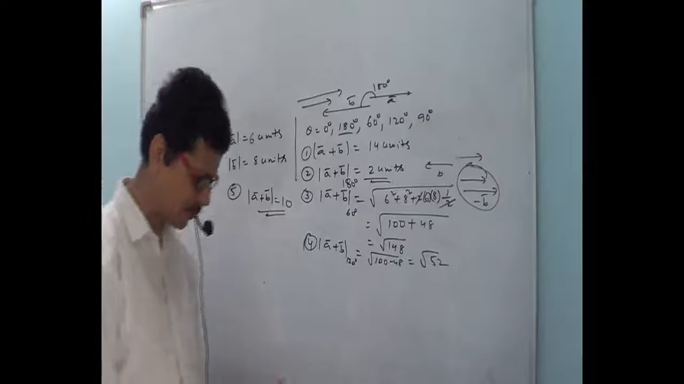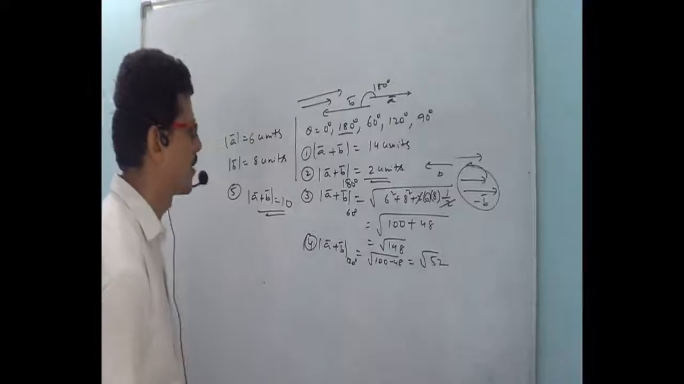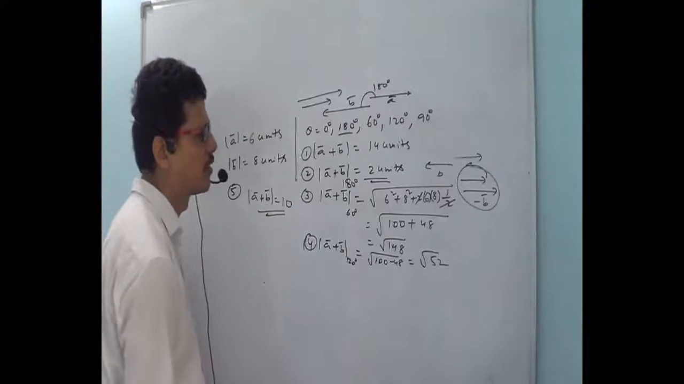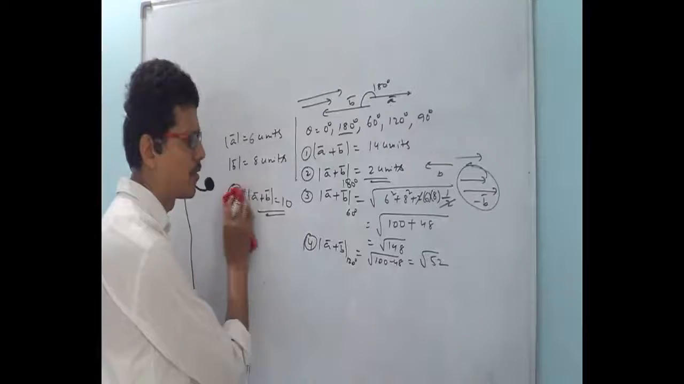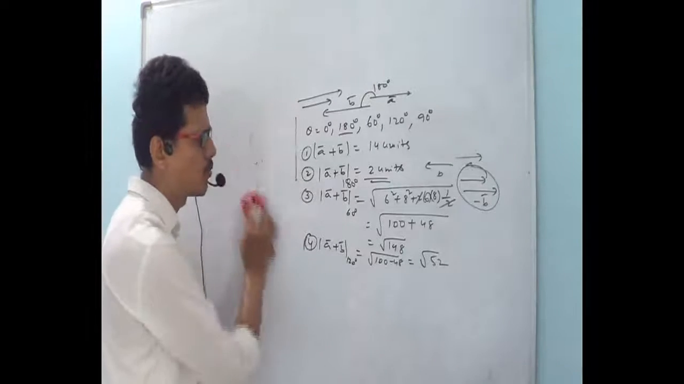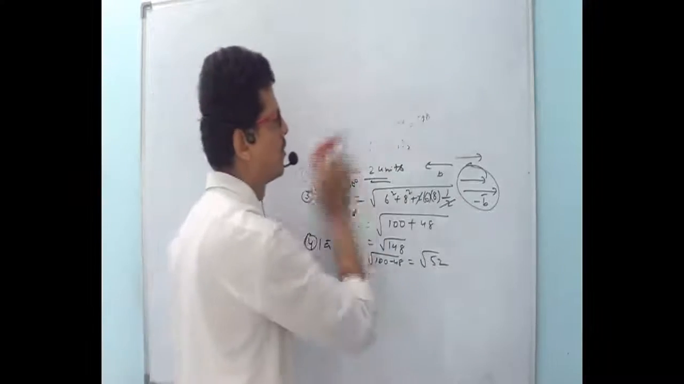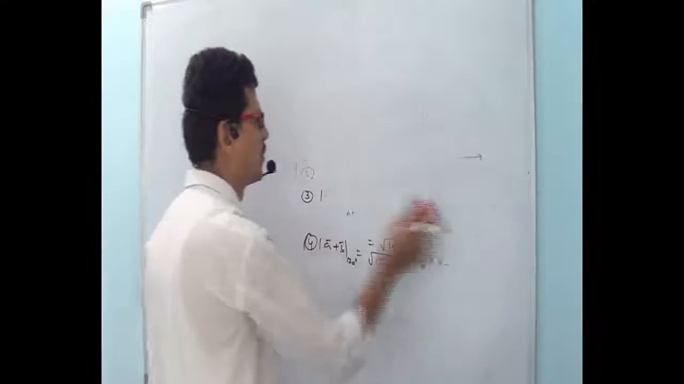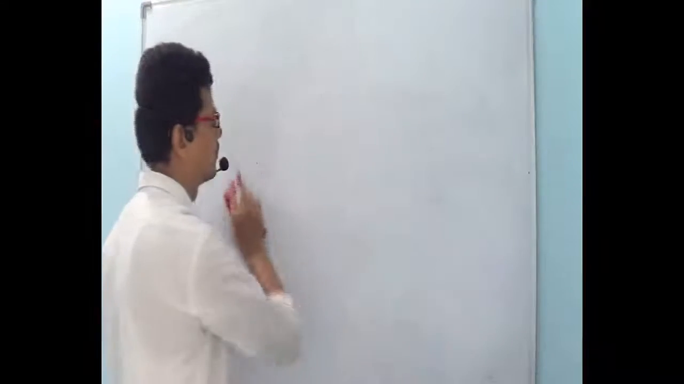Next, one more question. So I am just erasing this. You remember the formula, na? Root A square plus B square plus 2AB cos theta. Okay, then one more question.